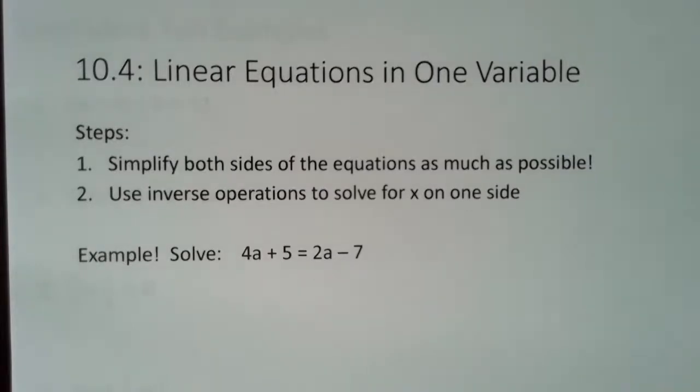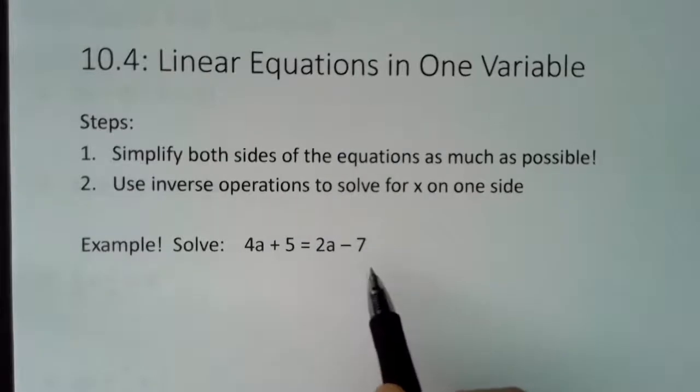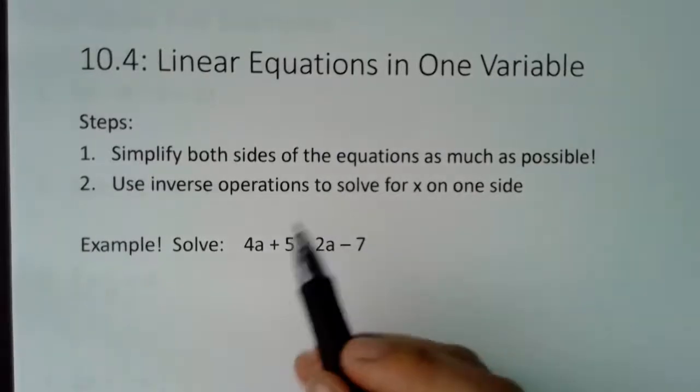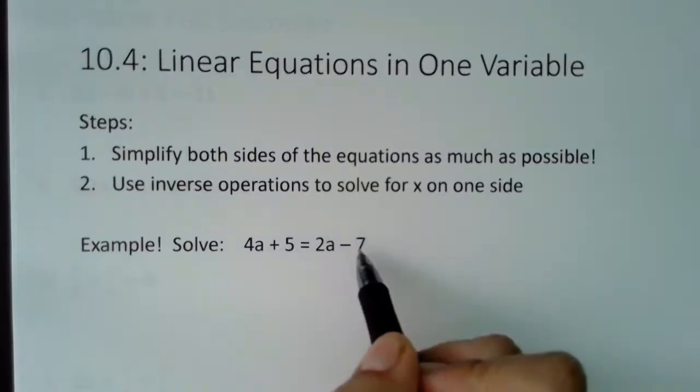What are inverse operations, you ask? Okay. So if you add, the inverse of adding is subtracting. If you're multiplying, the inverse of multiplication is division, and so on. Okay? So let's say, for example, you have here 4a plus 5 is equal to 2a minus 7. So our goal is to get all the variables on one side, the left side of the equation, and all the numbers on the other side.